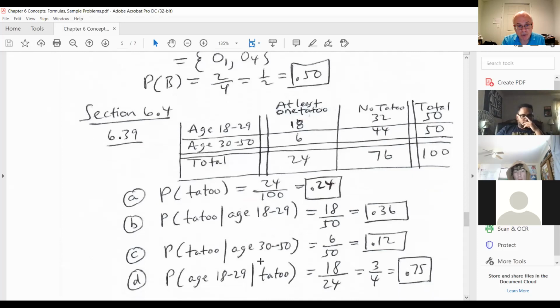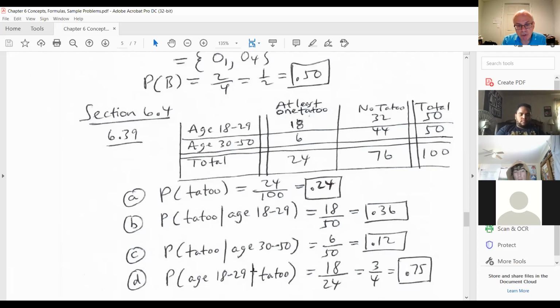The last one is the reverse of the first one up here, B. It's the reverse of B. They're saying, what's the probability, if you select a person at random who had at least one tattoo, that they're 18 to 29 years old? What's the probability they're 18 to 29 if you know that they had at least one tattoo? Well, how many people had tattoos? 24, and 18 of them are age 18 to 29. So it's 18 divided by 24.